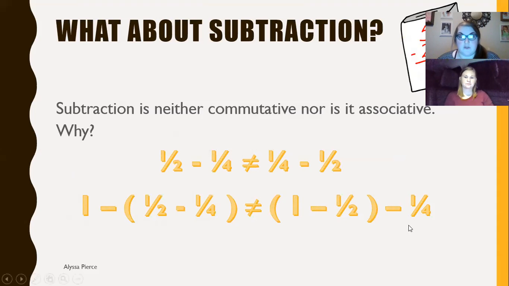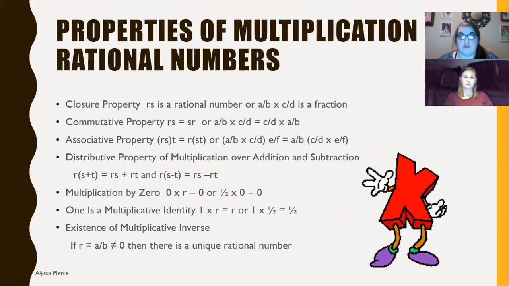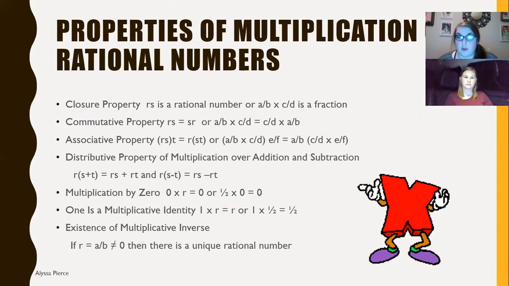The same goes for the associative property, which means you move the parentheses. If you took the parentheses from here and put them over the 1, your answer is no longer going to be the same. Now we have properties of multiplication of rational numbers. We have a few more properties for multiplication.